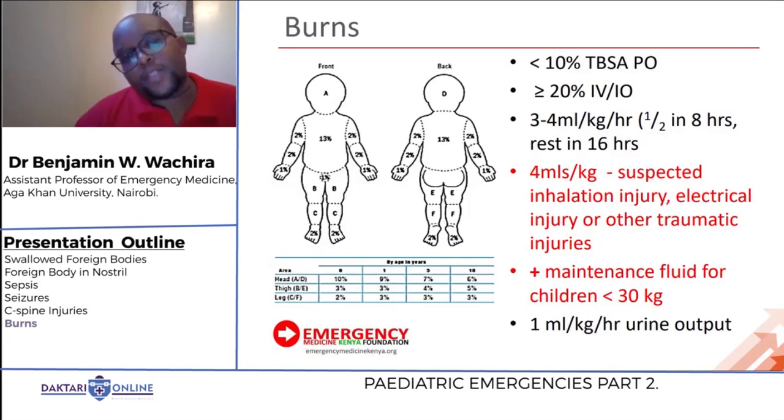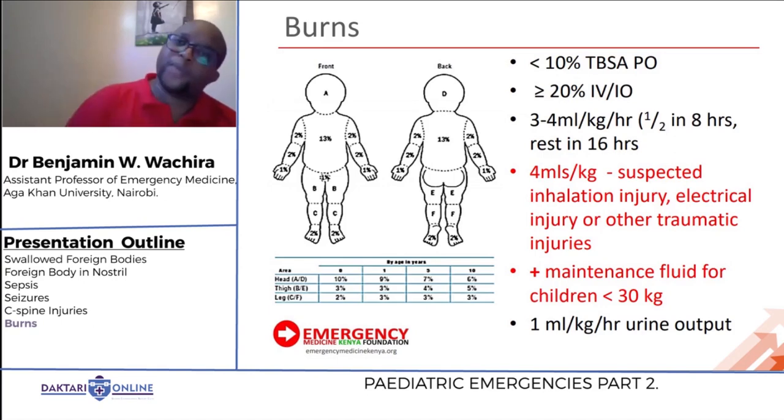All right. So burns, if it's less than 10%, okay, so have this chart, work it out. If it's less than 10%, they can get oral fluid resuscitation. If it's more than 15 to 20%, IV or IO fluid resuscitation is required. Again, we use Parkland's formula, which is 3 to 4 mL per kg per hour, half in the first 8 hours, the rest in 16 hours.